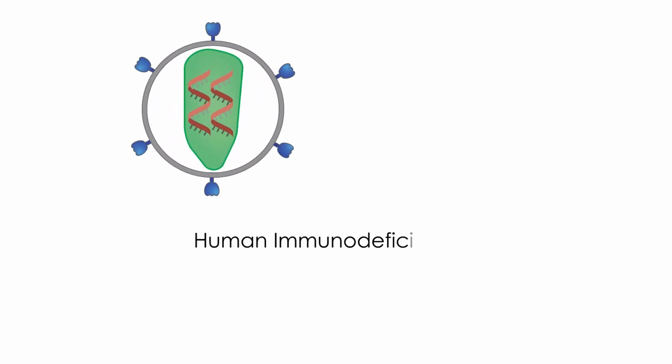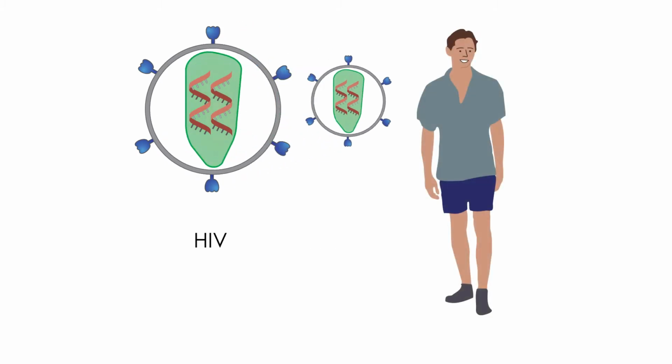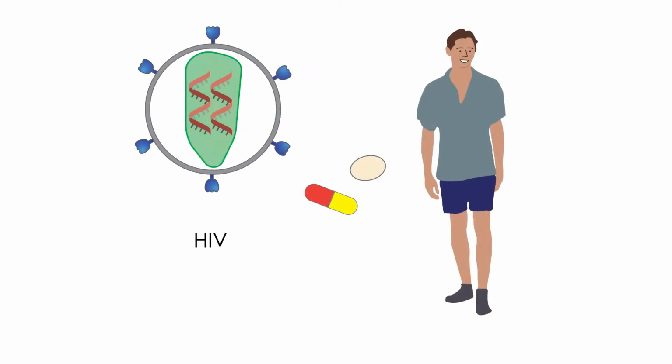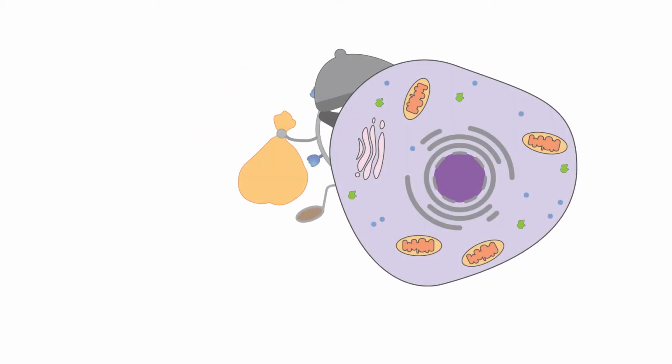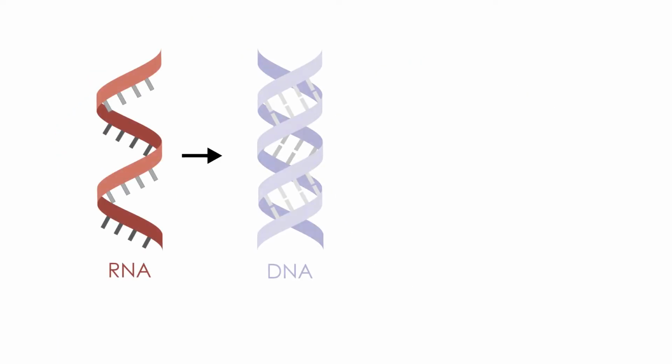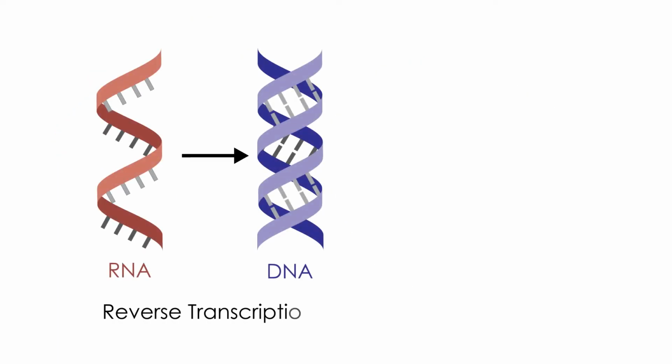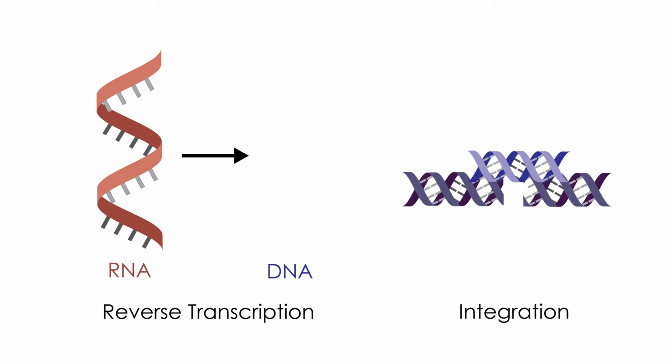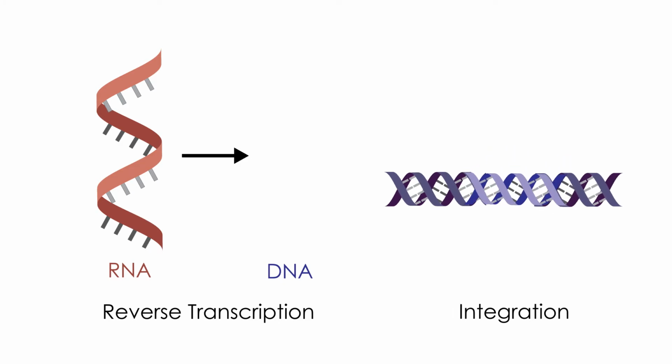The human immunodeficiency virus, or HIV, causes AIDS. There are currently treatments for HIV, but there is no cure. Once HIV enters the cell, it hijacks cellular components as it converts its genomic RNA to DNA in a process called reverse transcription. It then integrates the newly transcribed DNA into the host genome.